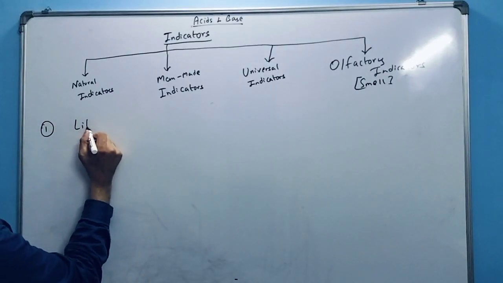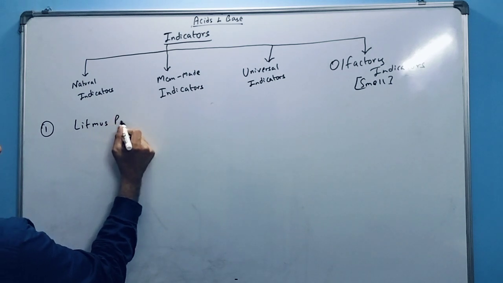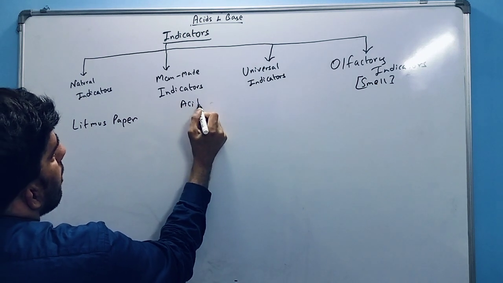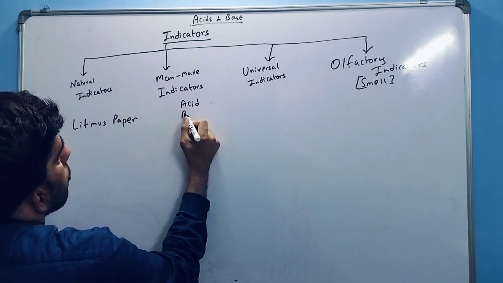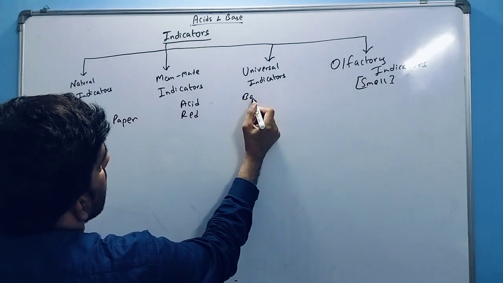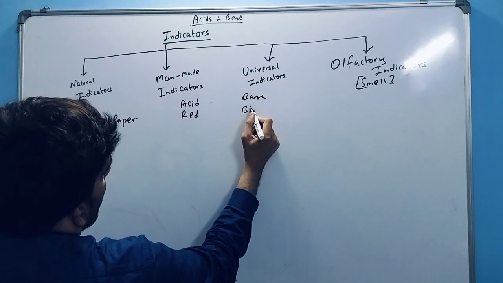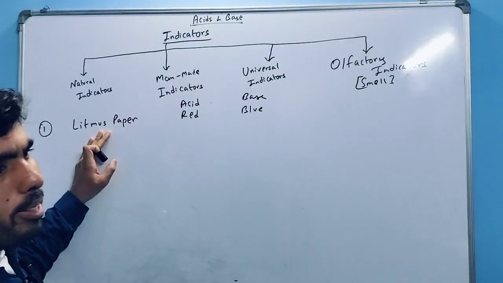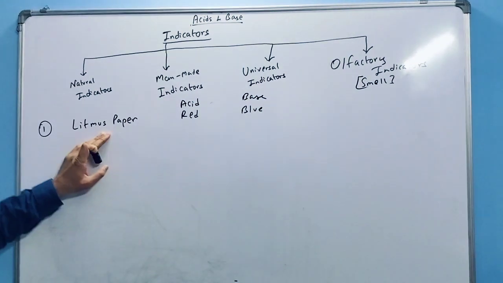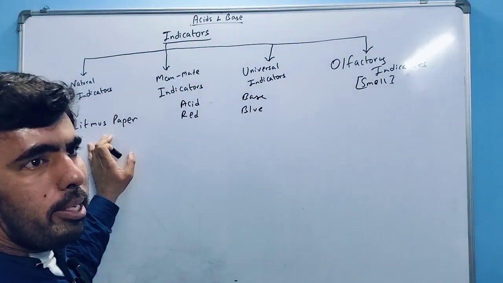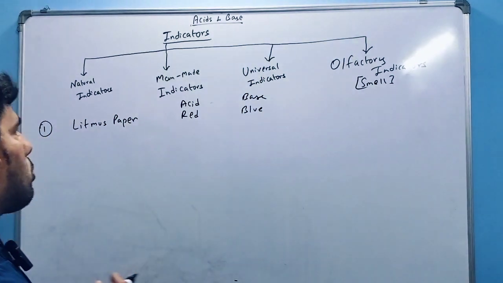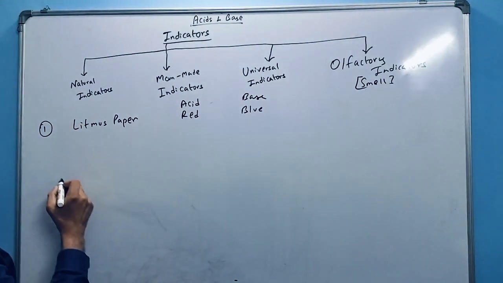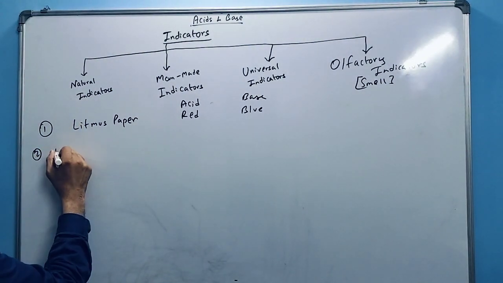We have litmus paper. What happens in acid? Blue color changes to red, and in base, red color changes to blue. So when we take the blue litmus paper, it will change in acid to red, and when we take the red litmus paper in base, it changes into blue color. So the first universal indicator is the litmus paper. Now the second, we'll talk about the pH scale.